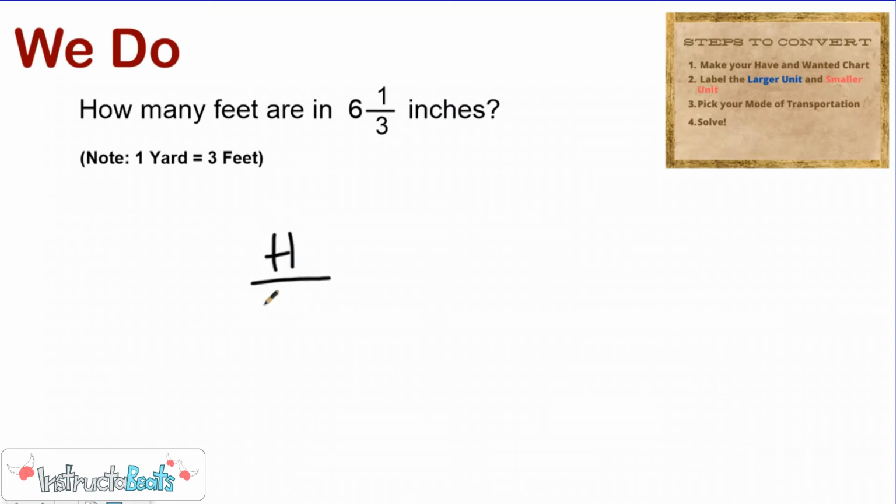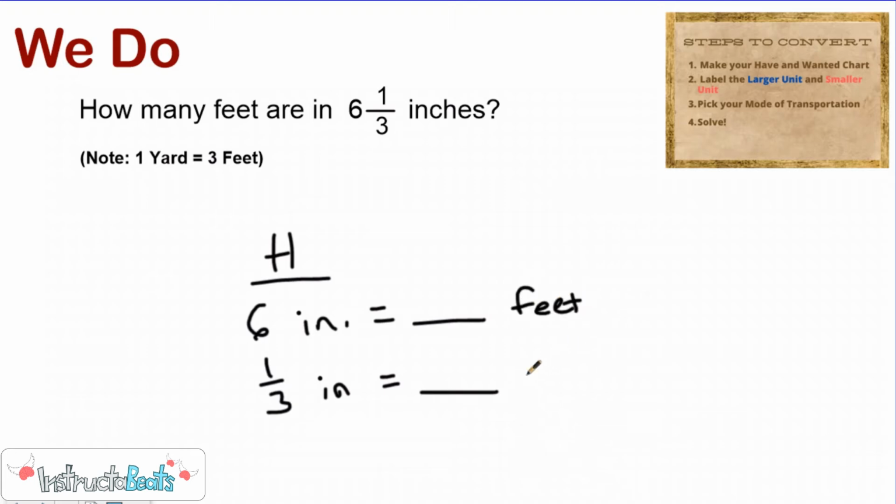So I have 6 inches, and then I'm going to decompose this into 6 and then put my 1/3 on a separate line. And I want to turn both of those into feet, okay? So I have inches and I want feet. Now I need to label my larger unit and smaller unit. So 1 foot would be larger than 1 inch, which means for this one, we're going from our smaller unit to our larger unit.